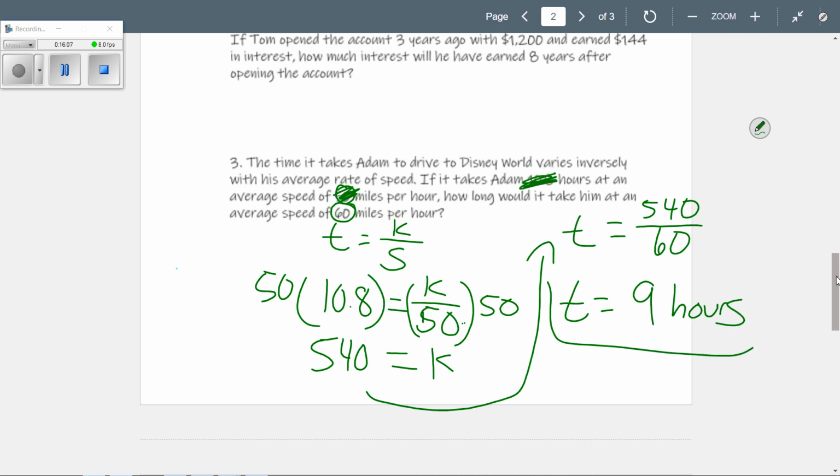And we're done. All right? Because 54 divided by 6 is 9. That's why I said you wouldn't need a calculator. All right? Pretty simple stuff. It only took a while because I had a lot to cover.